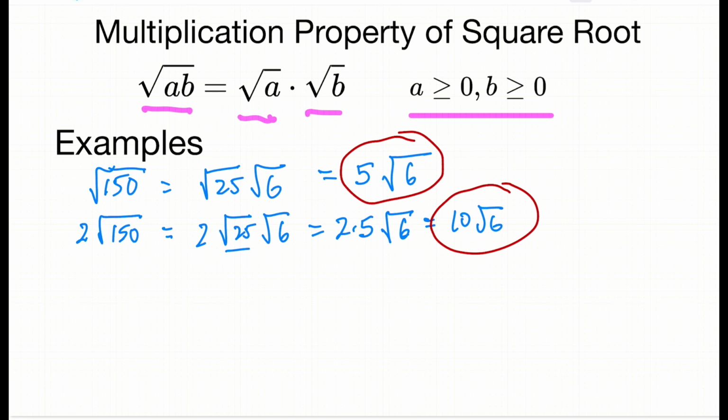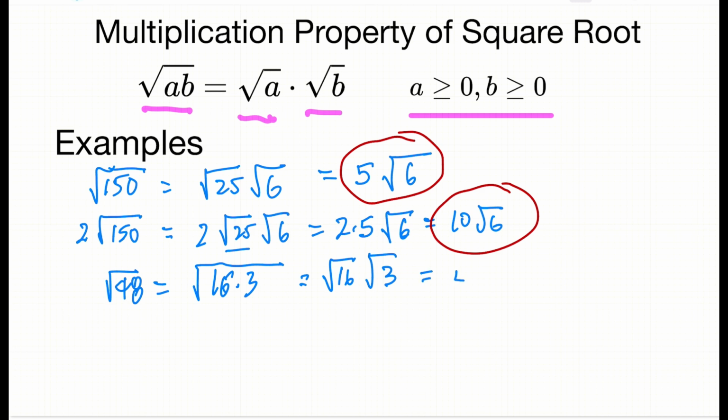Let's do another example. Take the square root of 48. We can break that up as 16 times 3. 16 times 3 is 48. Now we use our multiplication property. We can break that up as the square root of 16 times the square root of 3. Now we know the square root of 16, that's a perfect square. It's going to be 4, so it's 4 root 3. So all we're doing here is just using the multiplication property of the square root function to break these things up into simpler forms, or different forms.